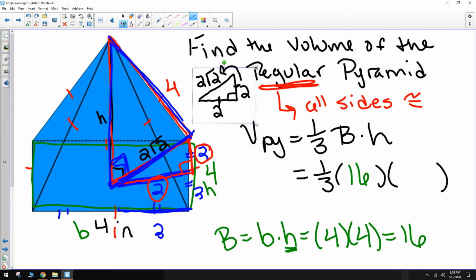So I can use Pythagorean theorem to do height squared plus 2 square root 2 squared equals 4 squared. Now, I want you to notice that 2 square root 2, I put it in parentheses. When you put it in your calculator, you need to put it in parentheses. Otherwise, you are going to get the wrong answer.